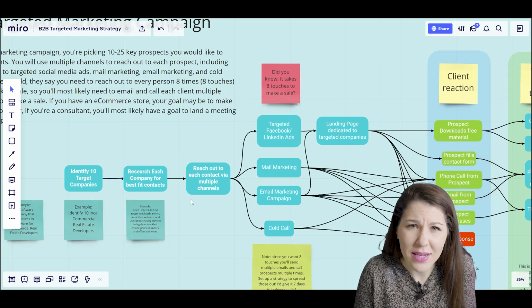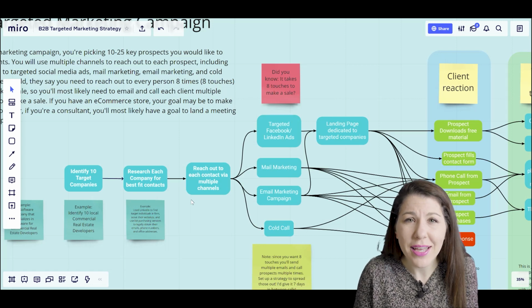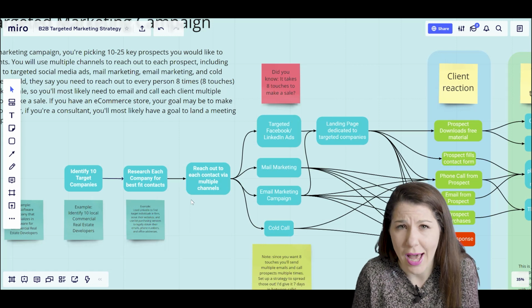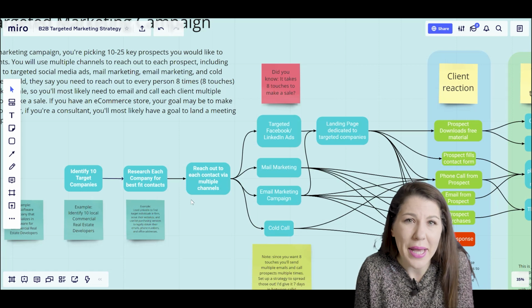So if you can find information for other people in the company, it doesn't hurt to reach out to them and say, hey, I need your help. I'm looking for this specific person in your company. Can you put me in contact with them? I'd say maybe 6 out of 10 times it works for me, but it is one way to get the job done.